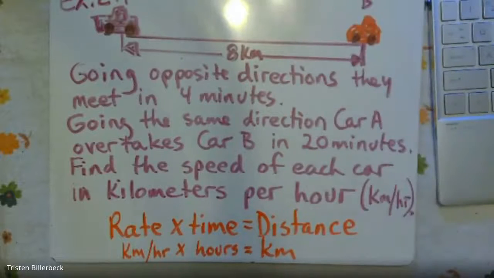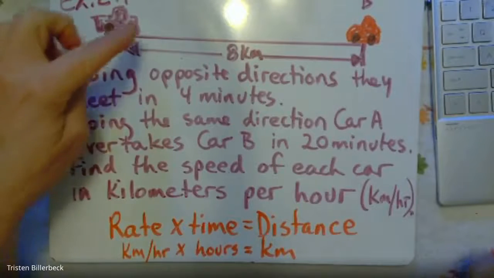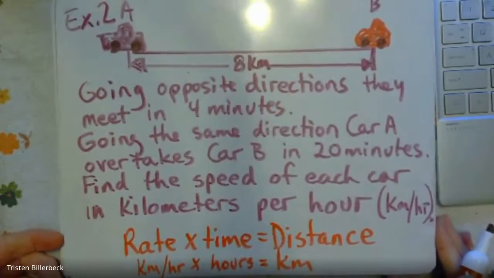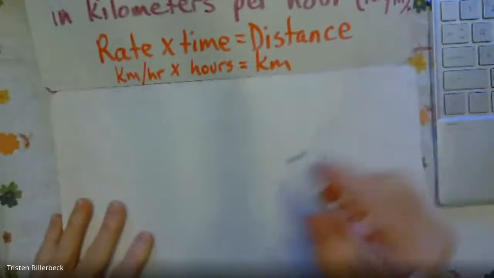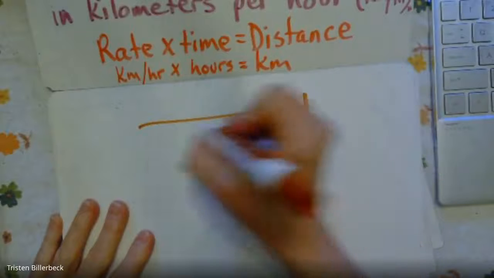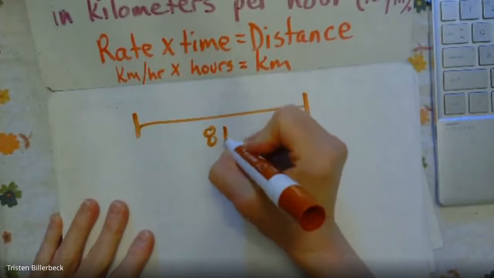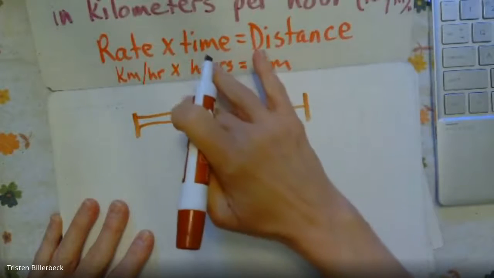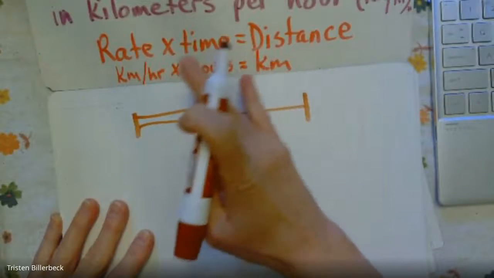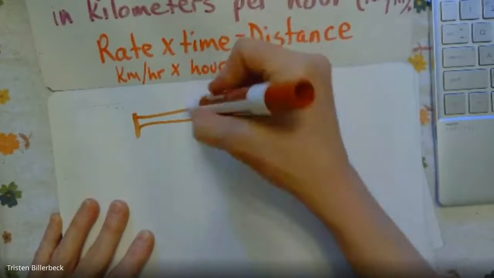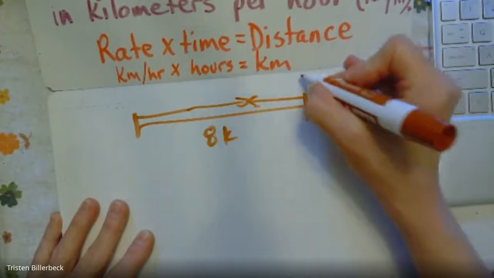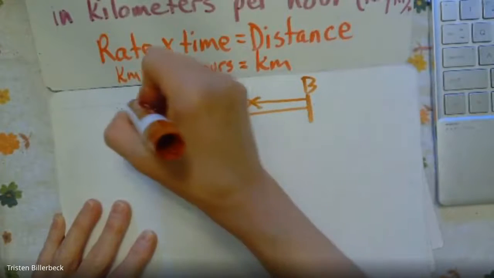Okay, so let's do that. Let's actually do this. We've got one chart here. Okay, so one of the charts, the two cars are going, and they're 8 kilometers apart. Okay, one's going to go a little bit less than the other. Let's see, car A appears to be going faster because it's overtaking car B. So let's make it like that and like that. So this is car B, and this is car A.